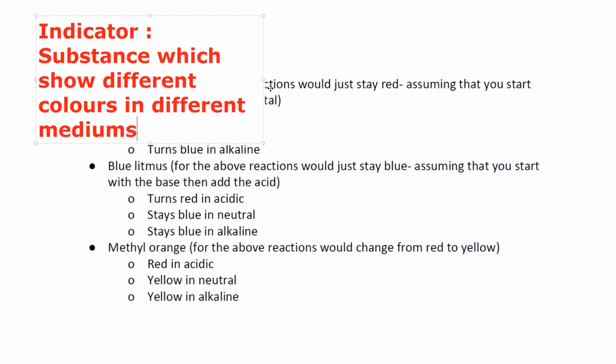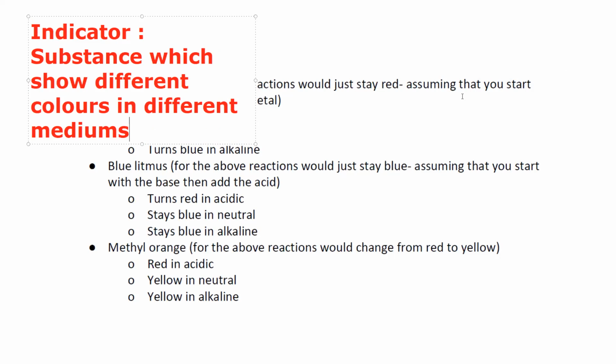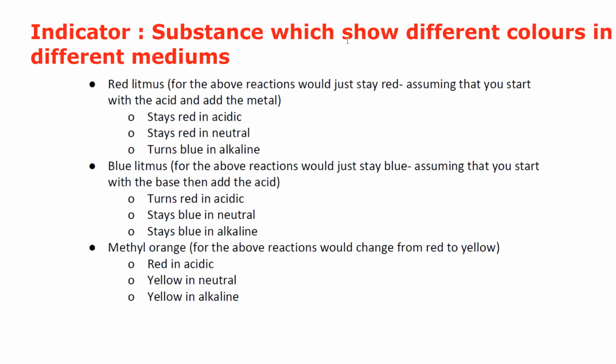If we have an acid, we can use different types of indicator. We can use a red litmus. There are different types of indicators. The first one is a red litmus. If a red litmus is added to an acidic solution, it will remain red. If it is added to a neutral solution, it also remains red. But if it is added to an alkaline solution, which is the opposite of acidic, it will turn blue.